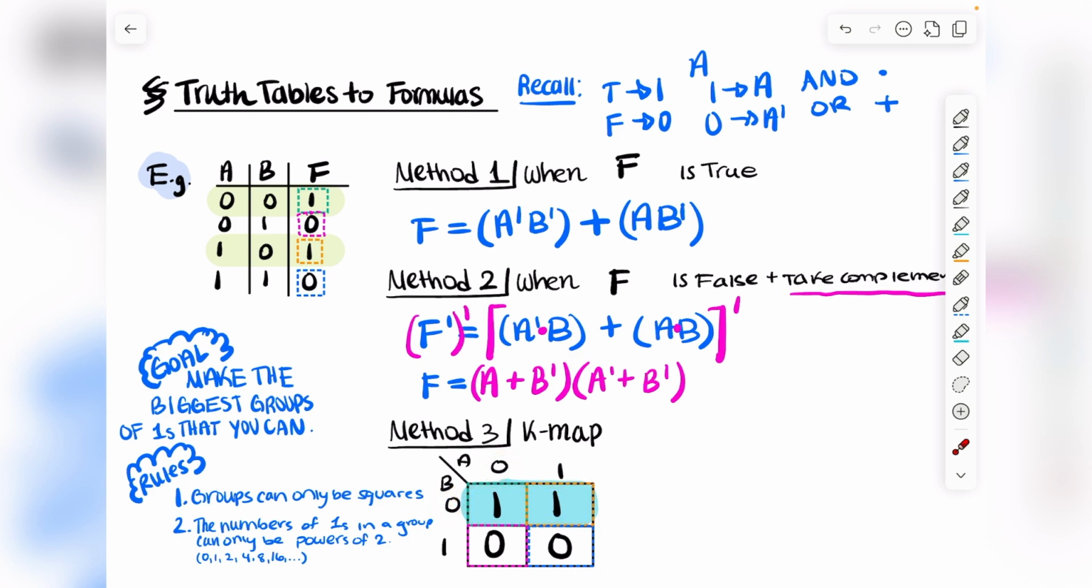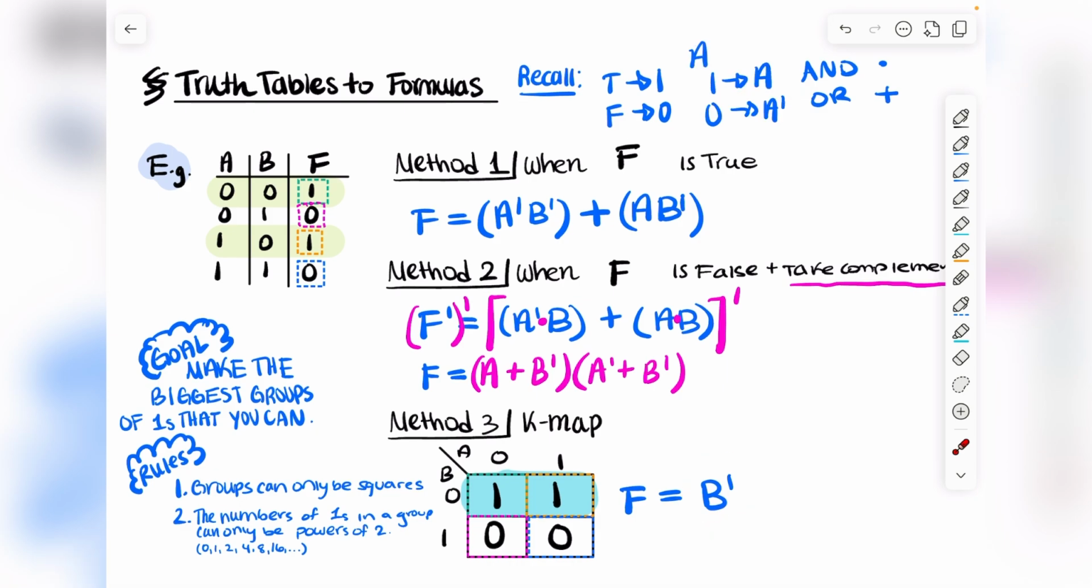In other words, no matter what A is, B is always false for this group of ones. So your formula is going to simply be equal to B prime. Because remember, if B is true, then you can just write B, but if B is false, then you write the opposite of B, not B, so that's B prime. At the end of the day, your output is simply going to be the opposite of B, no matter what A is.